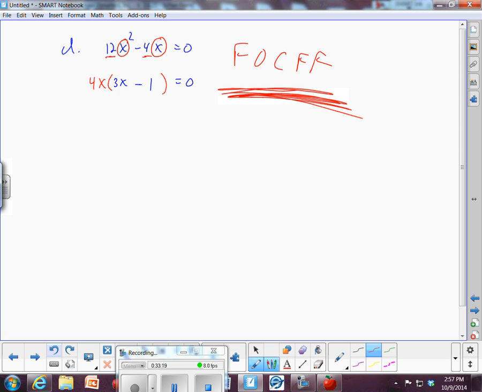Now look, we're ready. We already have two quantities. If you want to, you can set the 4x equal to 0. And that means x must have been 0, right? Set the 3x minus 1 equal to 0. Right? Negative 1's positive on the other side. Divide by the 3, and x equals 1/3. So x equals 0. X equals 1/3.